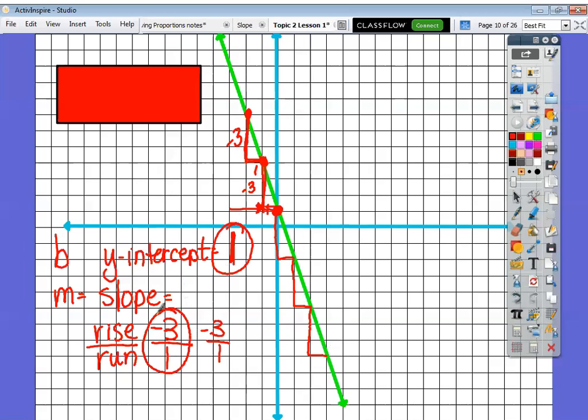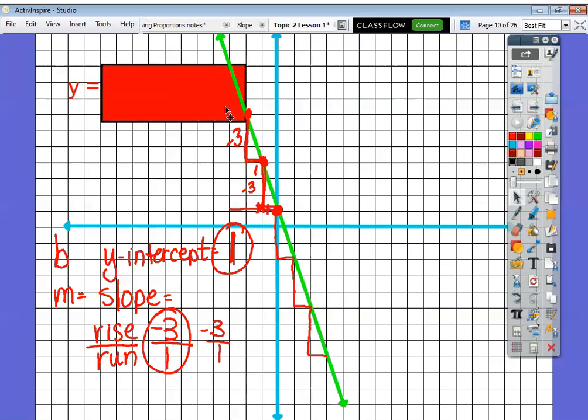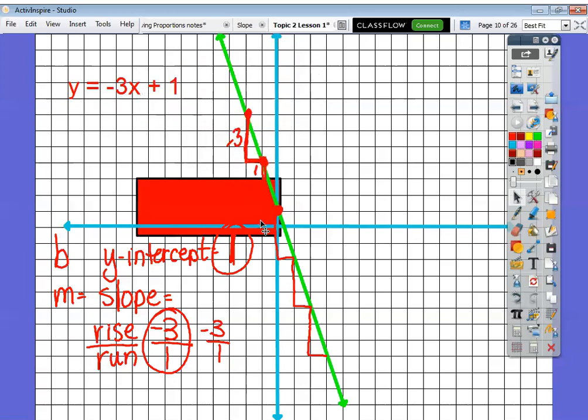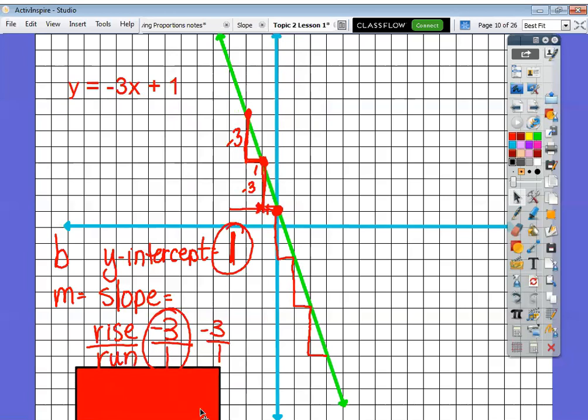So I know my y-intercept. I know my slope. So all I'm going to do is plug it into this equation. So y equals, here comes the m. The m is -3x plus my y-intercept of 1. Okay, so there's the equation that goes with that line.